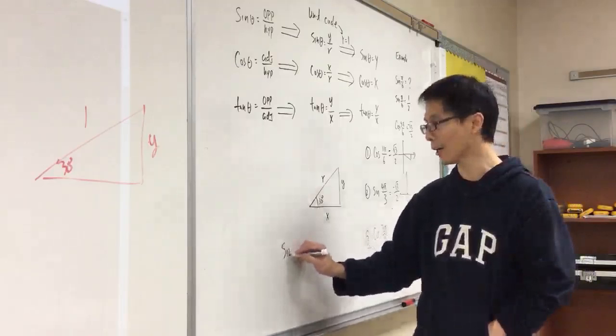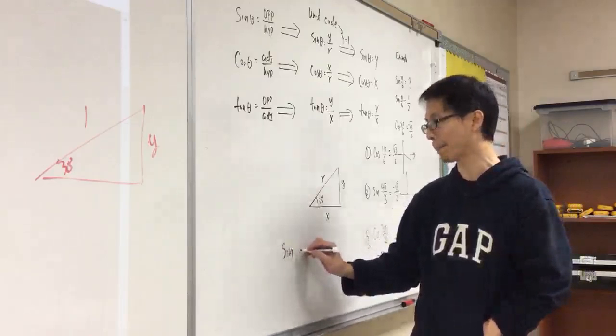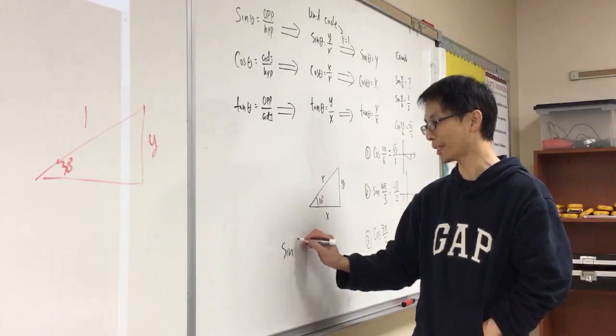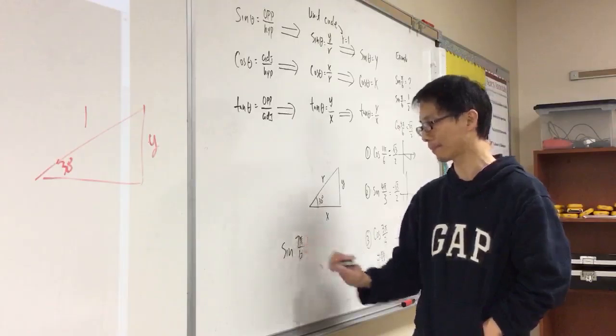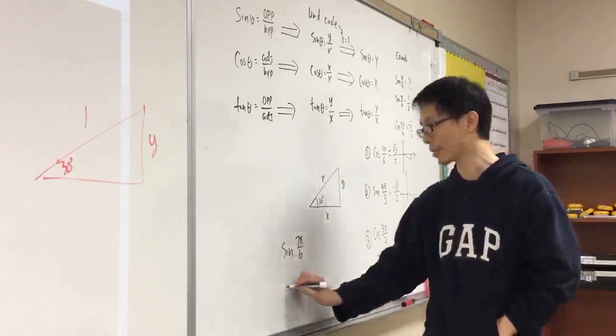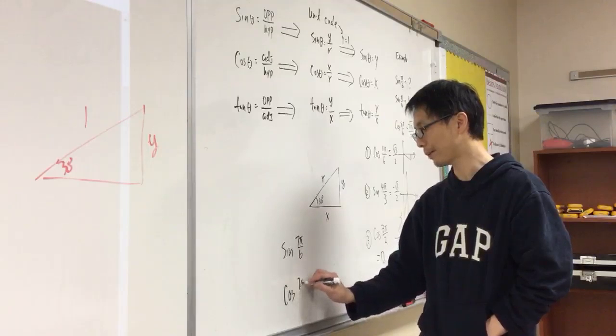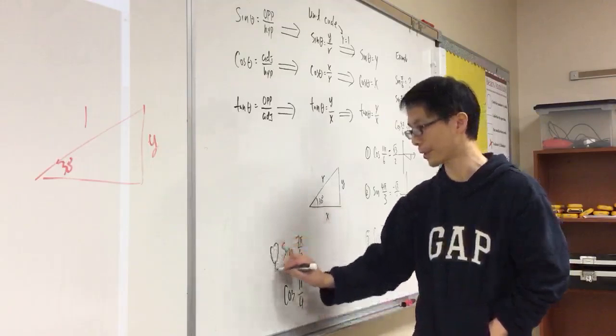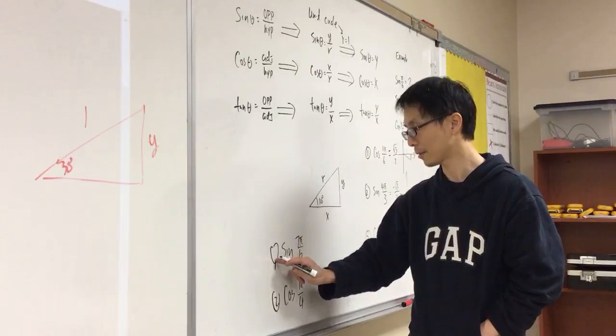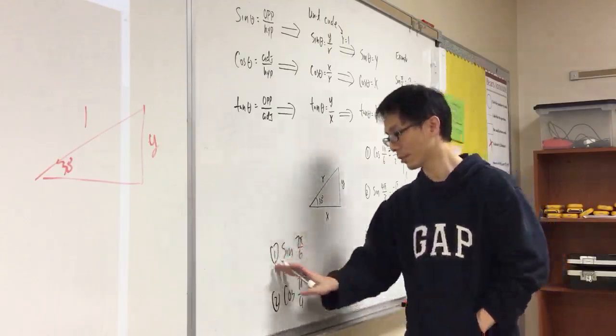Okay, so let me get another one. What is sine of 7 pi over 6? And let's go with the cosine of 7 pi over 4. So let's go with the first one and the second one. Cosine of 7 pi over 4?